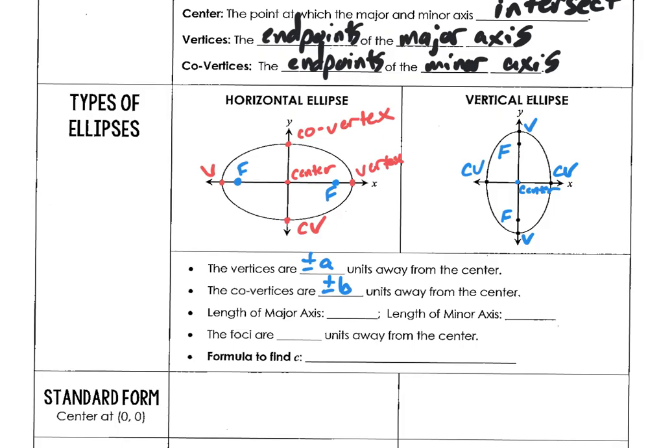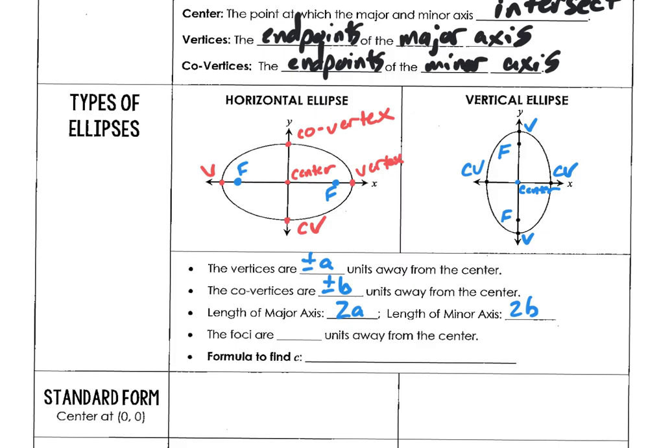The length of the major axis is always 2A, okay? And we'll talk about the numbers here and how it makes sense. But like I use this example here, if I go 5 to the right and 5 to the left, then the total length of that axis would be 10, 2 times 5, right? So it's always 2 times whatever that A value is. And the same thing for the minor axis. It's going to be 2 times whatever the B value is.